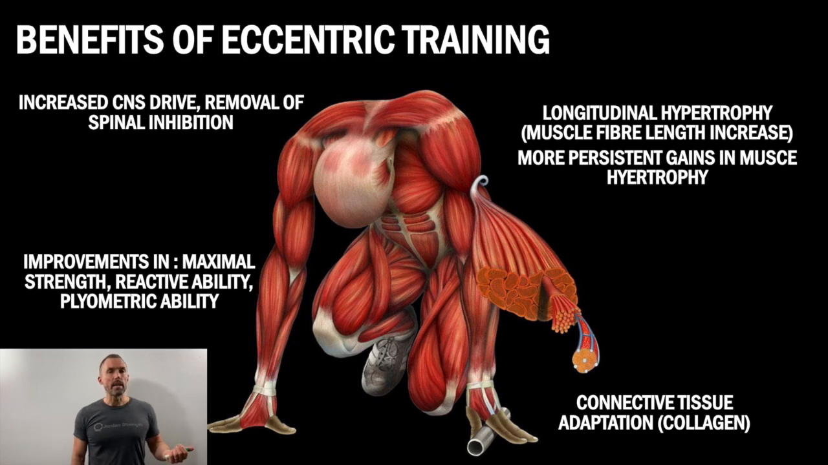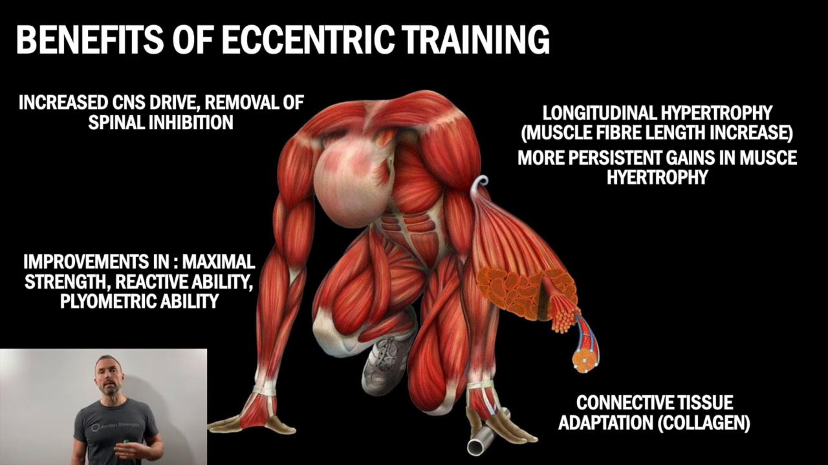Just quickly, a few benefits of eccentric training that have been proposed in the literature. We talked about possibly increased central nervous system drive, removal of spinal inhibition, improvements in maximal muscle strength, reactive strength ability, and plyometric ability. The possibility of longitudinal muscle hypertrophy, aka sarcomerogenesis, and the potential as well for more persistent gains in classic hypertrophy, physiological cross-sectional area we're talking here.